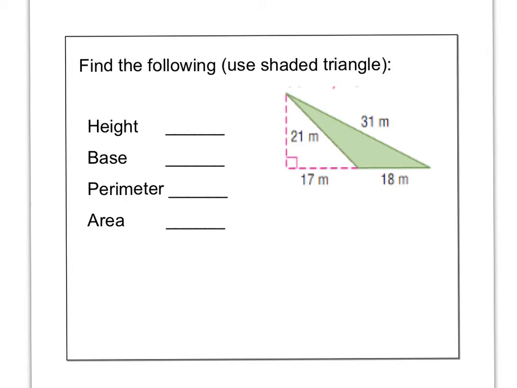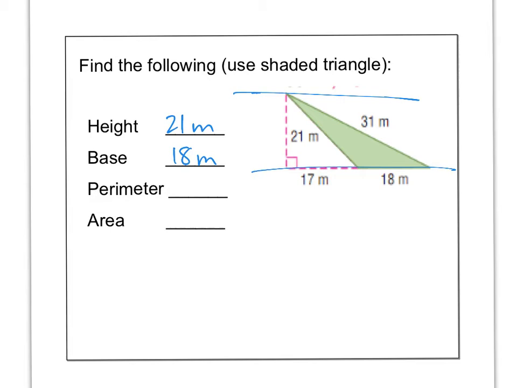So let's get started reviewing. It says find the following, use the shaded triangle. So we're going to be using the green triangle. Now the green triangle is kind of a strange height. It goes basically between those two blue lines. So the height actually ends up being the 21 meters. The base of the shaded triangle, however, is only the 18 meters. So take a look at that. The height is actually outside of the triangle.